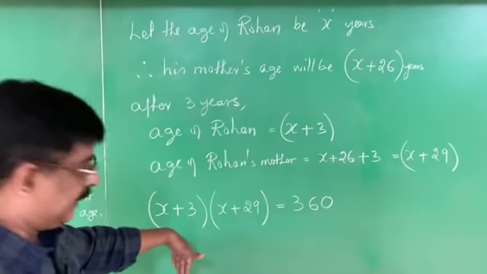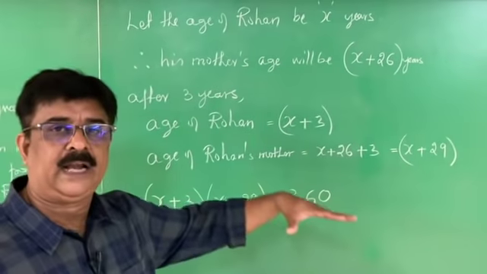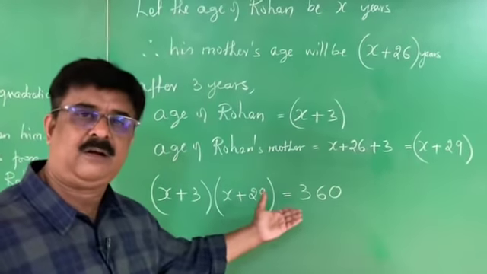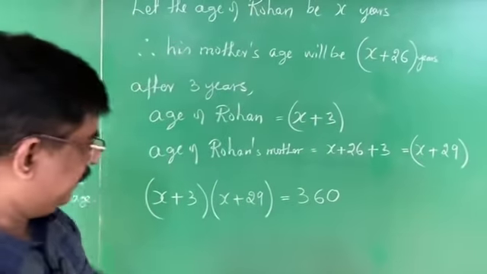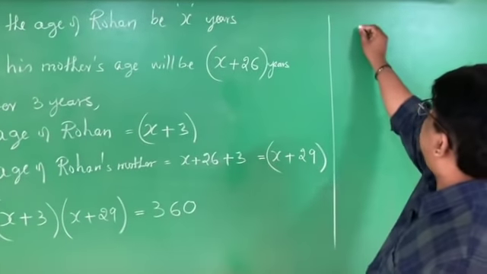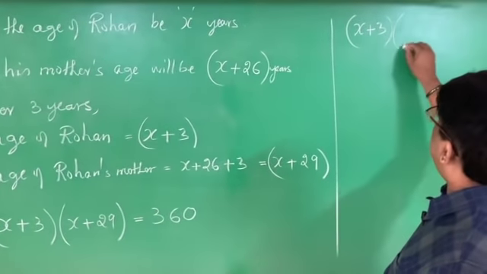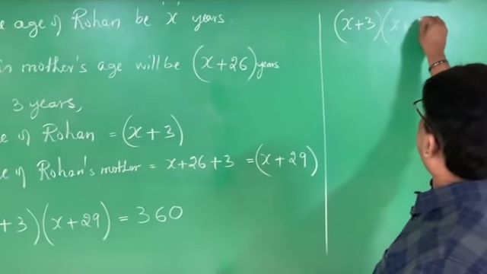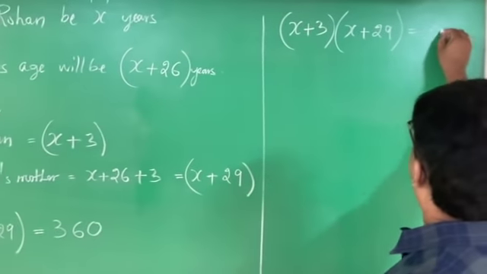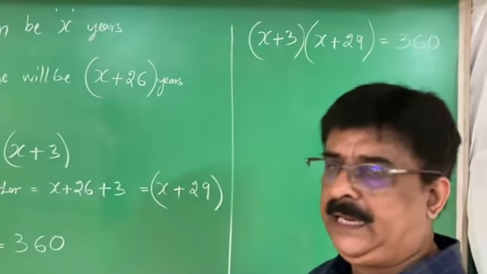Now we have to reduce this to the standard form of a quadratic equation, because by mere seeing we can't say whether it is a quadratic equation or not. We have to multiply. See, the equation we got is (x + 3), that is the age of Rohan, times (x + 29) is equal to 360. Now, binomial into binomial multiplication.